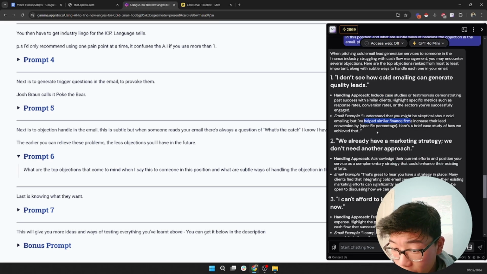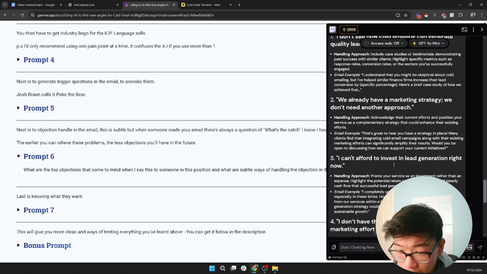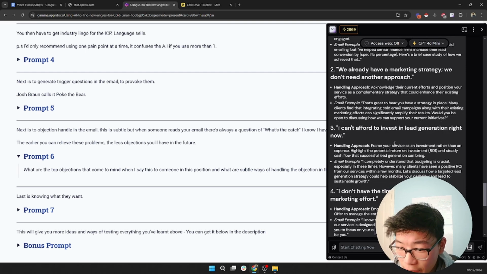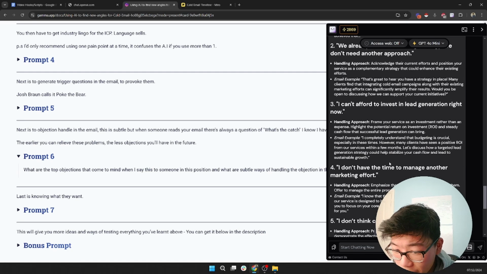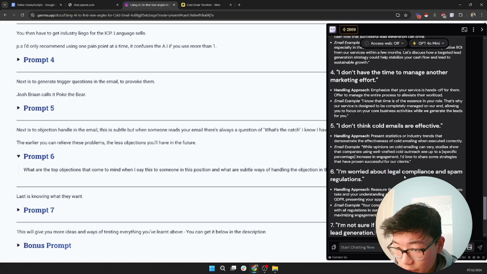We already have a marketing approach, we don't need another one, which is basically, that's great to hear you have a marketing approach. Many clients find that integrating cold email campaigns works or helps. I can't afford to invest in lead gen right now. Frame your service as an investment rather than an expense. I don't have the time to manage another marketing effort. Say it's completely hands off and you don't have to touch anything. I don't think cold emails are effective. Present stats or industry trends that demonstrate the effectiveness of cold email.